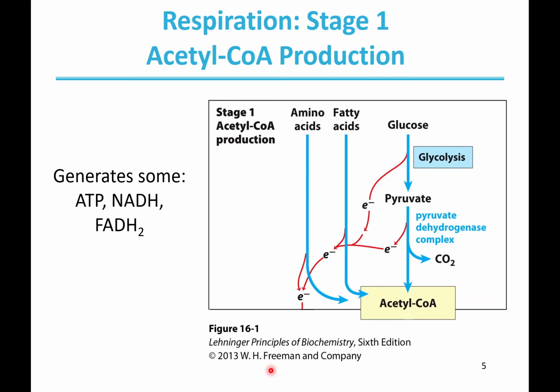These electrons then flow into the main respiratory chain, which would be stage 3. You also have stage 1 in terms of fatty acids and amino acids. There are ways to convert them into acetyl-CoA as well. And stage 1 generates some ATP, NADH, and FADH2.